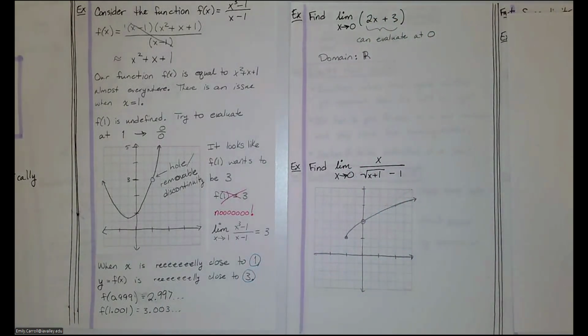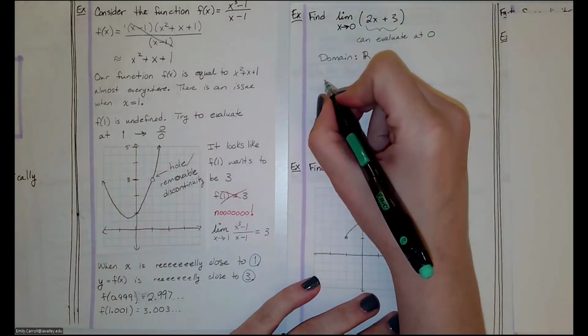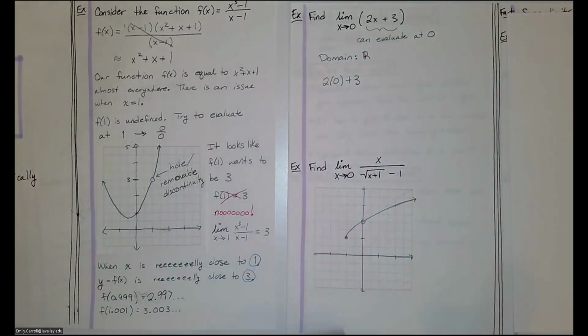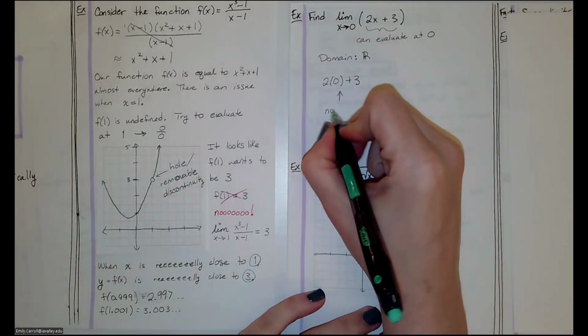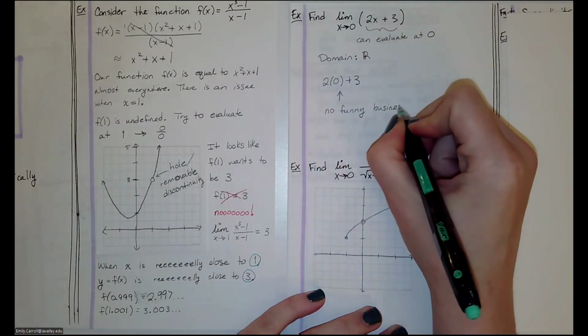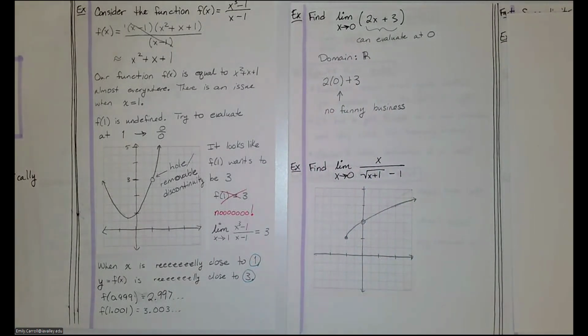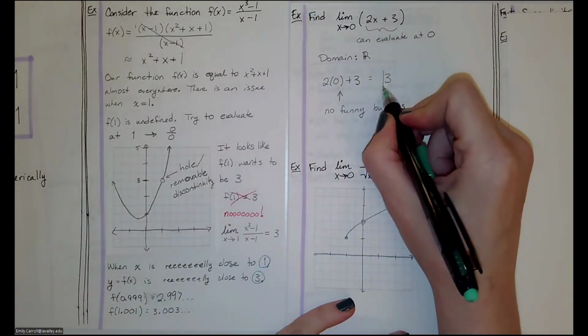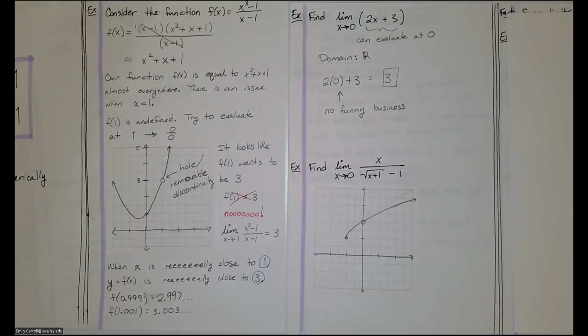So to find the limit of a function where the number you're approaching is actually something you can plug into the function, just evaluate it. Okay? There's no funny business. X wants to approach 0? Well, let it. There's nothing stopping it. So your answer here is 3.